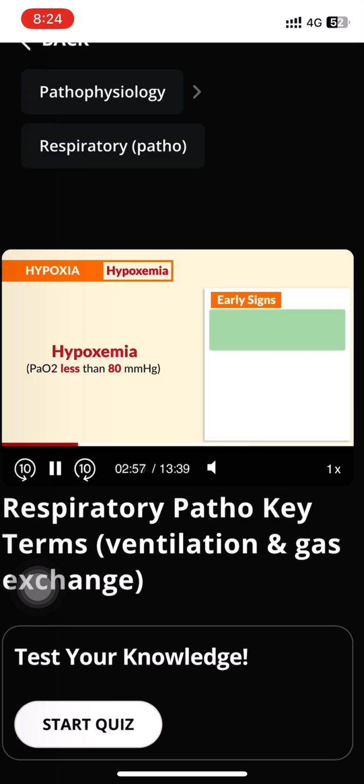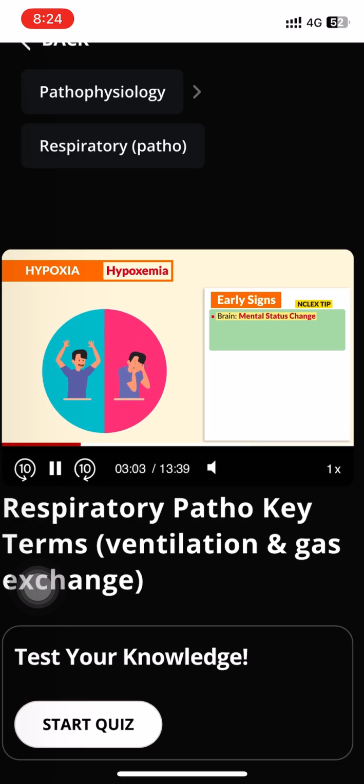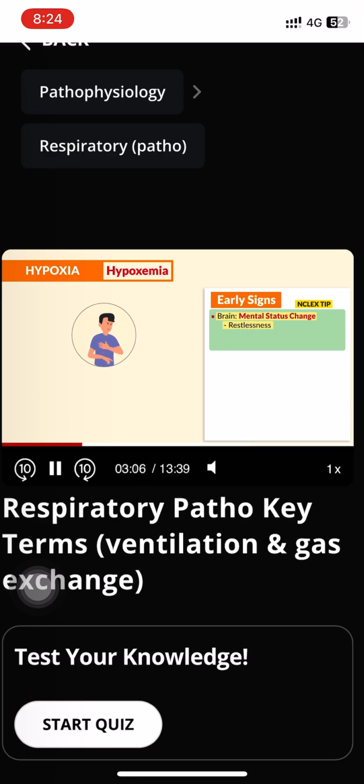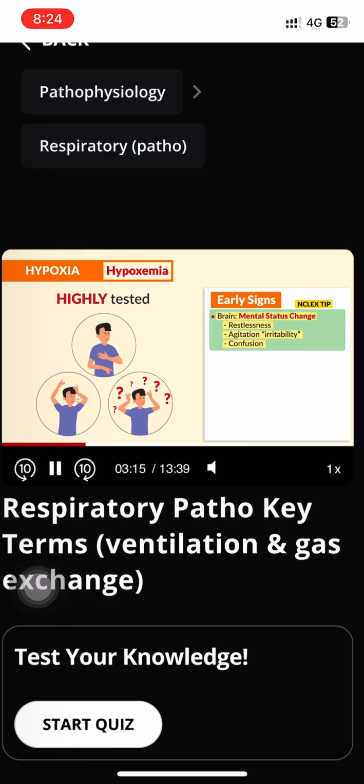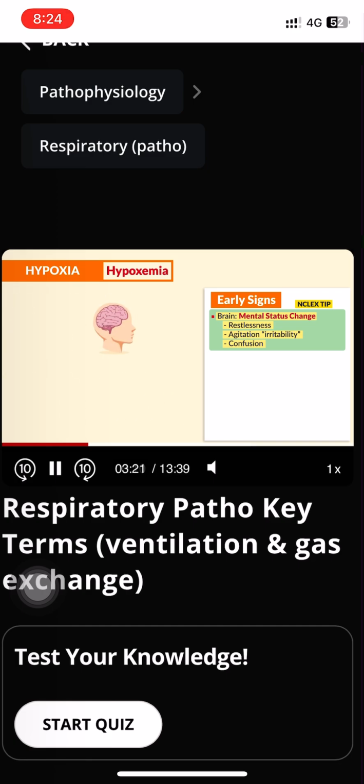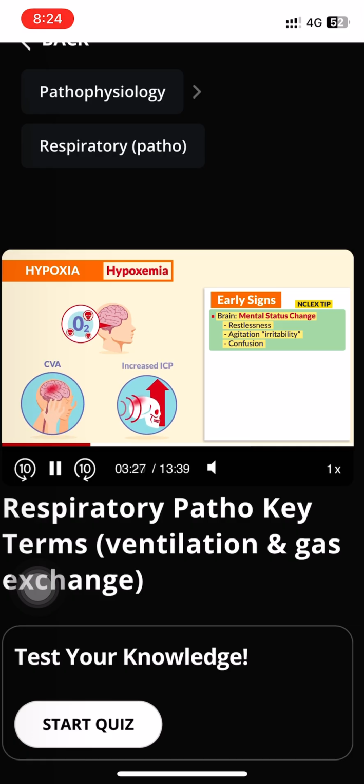The earliest signs of hypoxemia affect the brain. Specifically, key term here, mental status change. Huge NCLEX tip. We typically see restlessness, agitation, also called irritability, as well as confusion. Now write these key terms down since they're highly tested. They are early signs and early detection saves lives. So these key terms are typical for any low oxygen in the brain, from a CVA stroke to increased ICP. So these key points came up a lot on multiple different sections, specifically in the neurological section of MedSurg or adult health. Always NCLEX favorites.